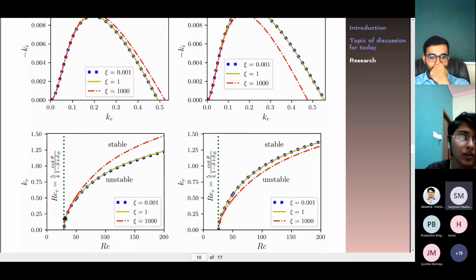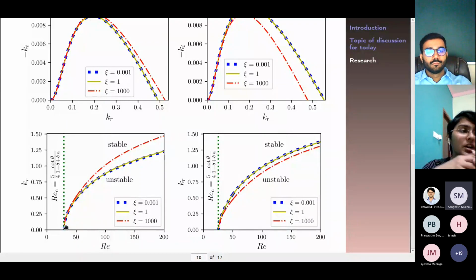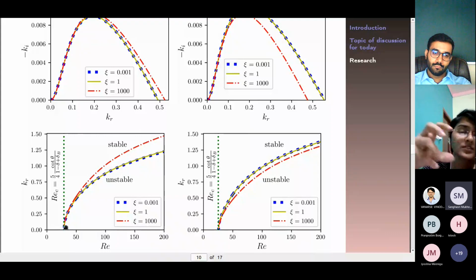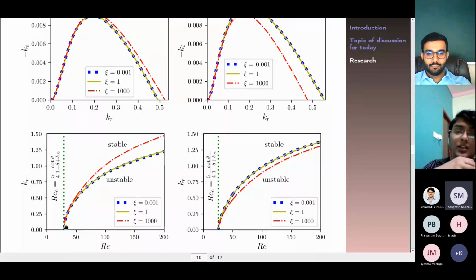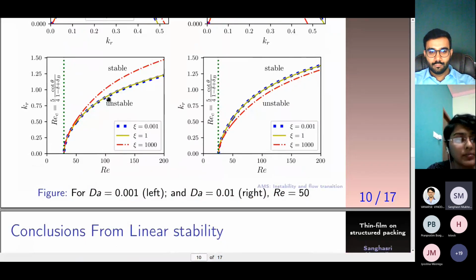Why? Because I told you that the effect of the anisotropy is not in the base flow itself. The effect of the anisotropy comes for the higher values of the wave number. We have analyzed and seen that the anisotropy effect comes at the second order, the k squared term, if k is my wave number. And there is another important thing to notice here. This left panel is for a Darcy number which is quite small, and the right panel is for a Darcy number of 10 to the minus 2, which is quite bigger.